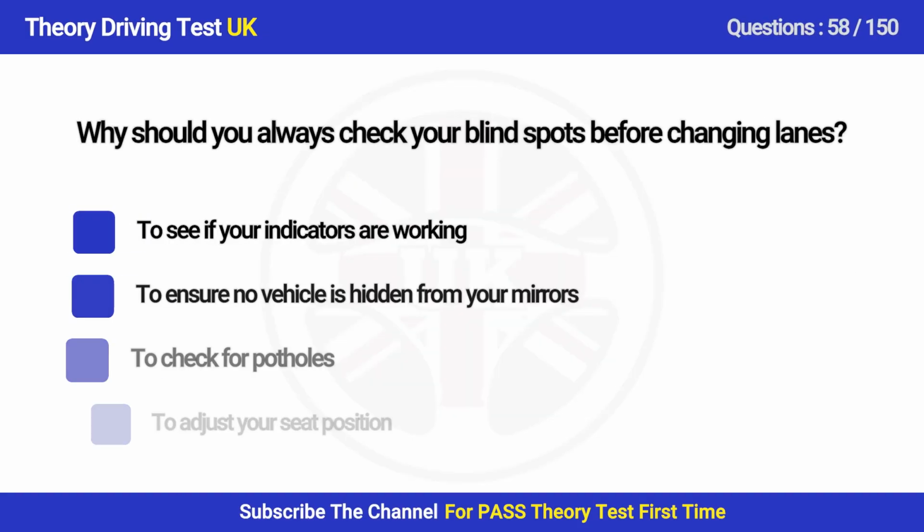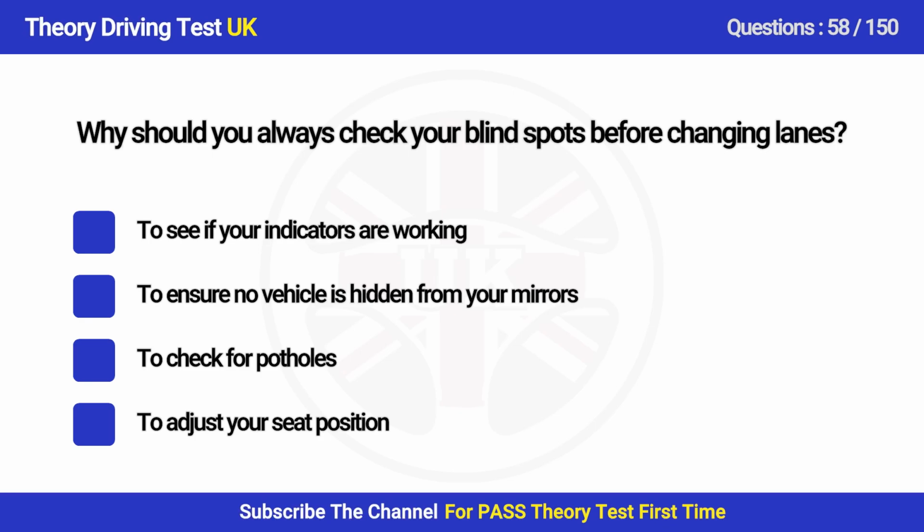Question 58. Why should you always check your blind spots before changing lanes? A. To see if your indicators are working. B. To ensure no vehicle is hidden from your mirrors. C. To check for potholes. D. To adjust your seat position.